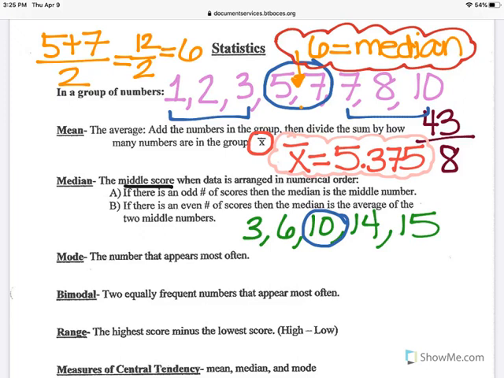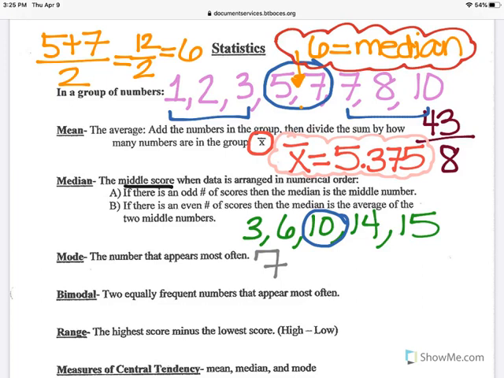So in our first list of numbers, the mode, the number that appears most often, is going to be 7, because 7 appears twice and none of the other numbers repeat. Now bimodal happens if there are two equally frequent numbers that appear most often.